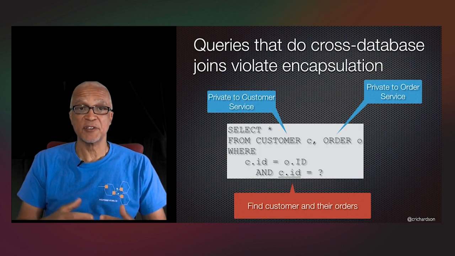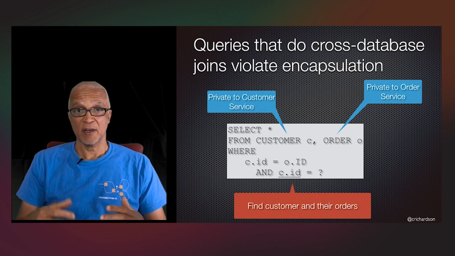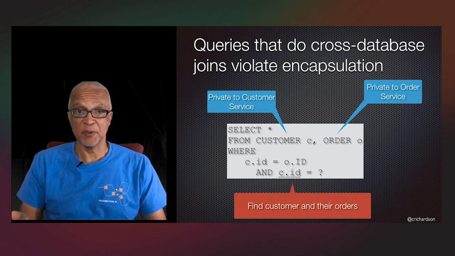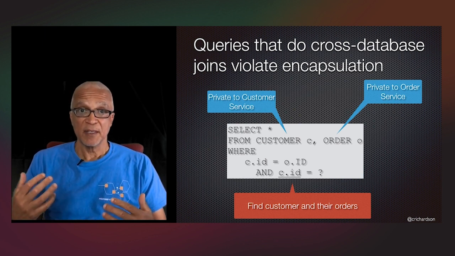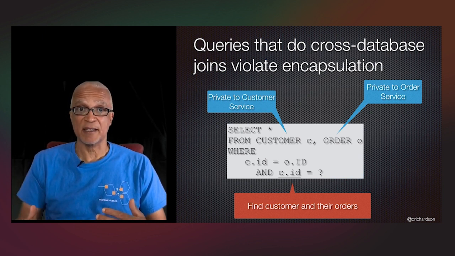Another issue is how to implement queries that span services. You might be tempted to simply write SQL statements that join across tables belonging to multiple services. On the surface, this seems simple. However, these kinds of queries bypass service APIs, violate encapsulation, and result in design time coupling.